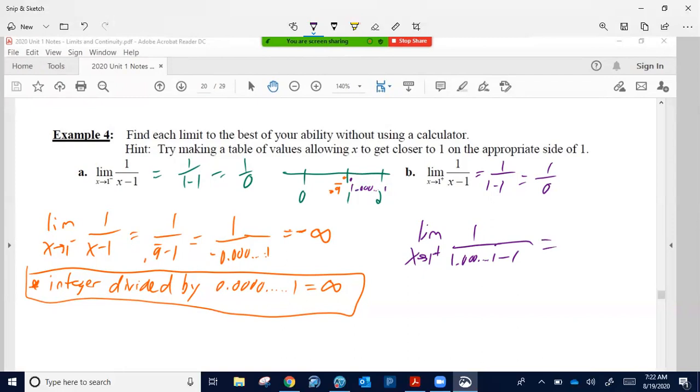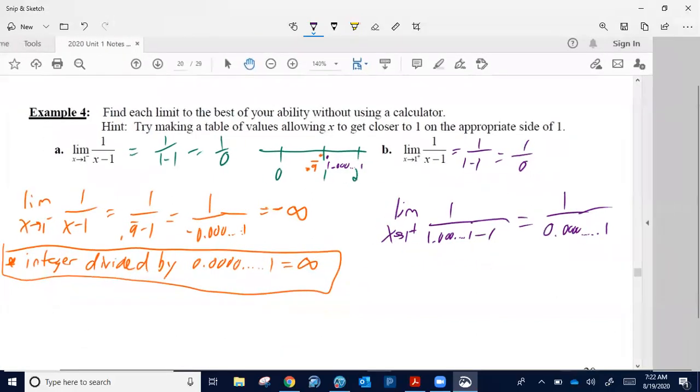If I take 1.000000001 and subtract 1, I'm going to get just a positive 0.000, a whole bunch of zeros and a 1. And if I take a number and divide by that super, super small number, that's always going to be infinity. Any value divided by this super small number will give you infinity.